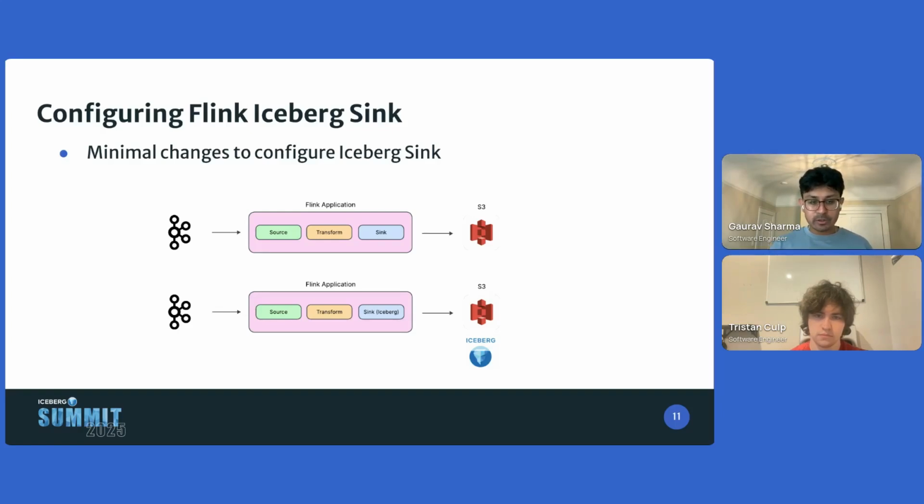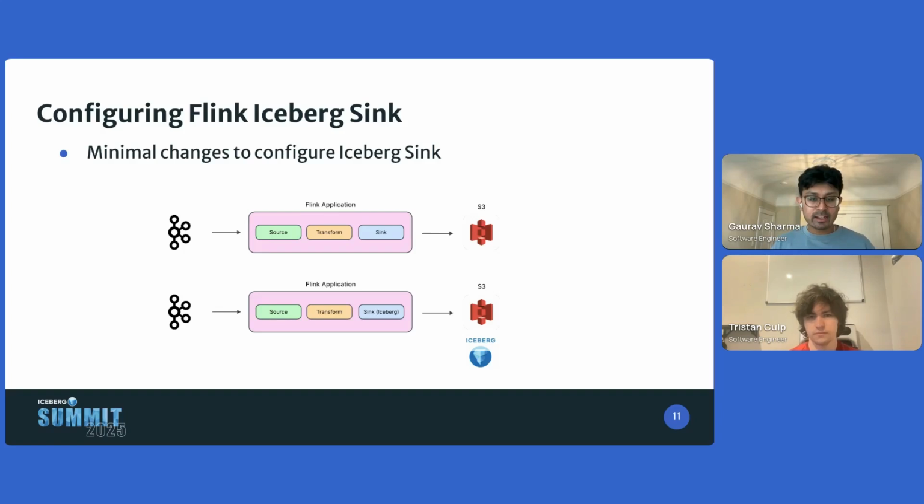The source layer simply reads from a specific data source. In our case, it's Kafka. Transform applies any modifications, edits, or transformations to the incoming data stream. And the sink simply uploads or writes the data to the downstream destination, which in this case is S3.